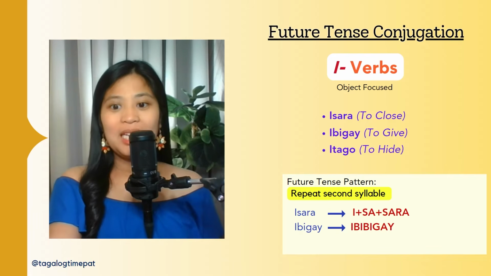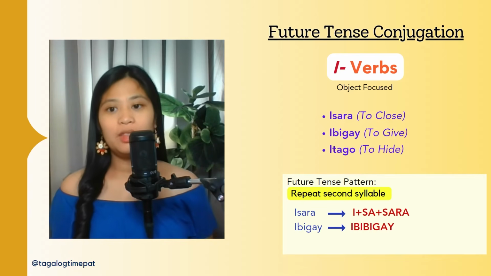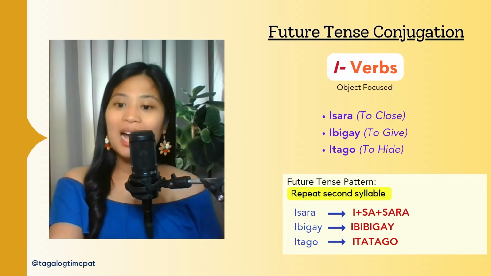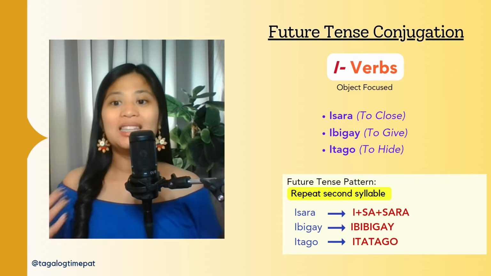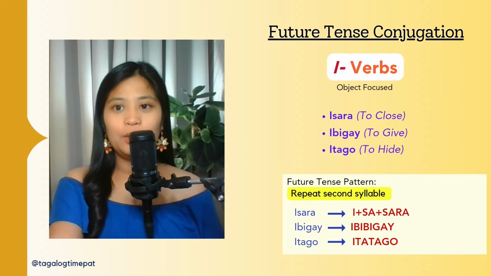Okay? Ibigay will be ibibigay. Ibibigay ko yung regalo. I will give the gift. And then itago, to hide, will be itatago. Itatago ko yung pera. I will hide the money. Itatago. So again, you are just repeating the second syllable.